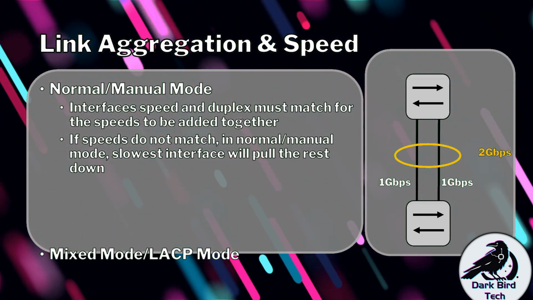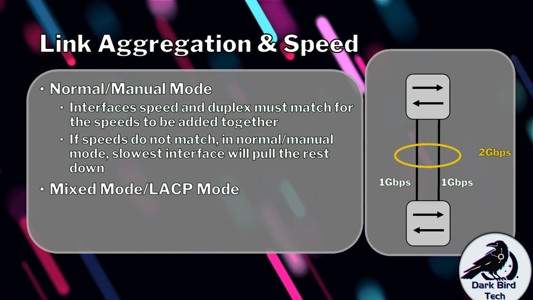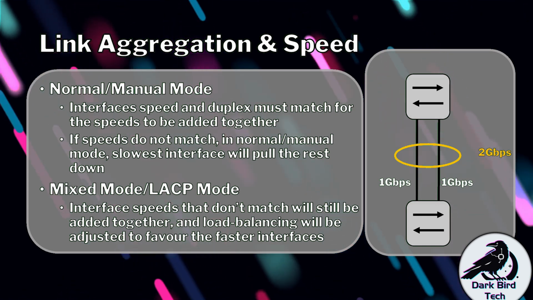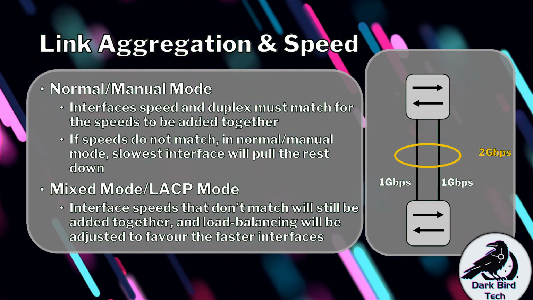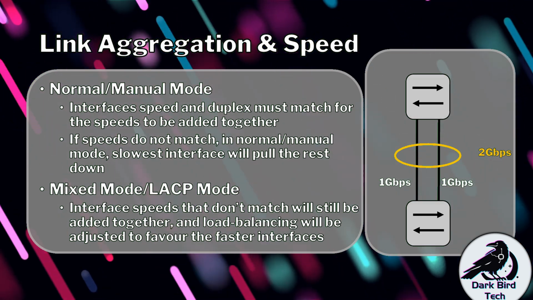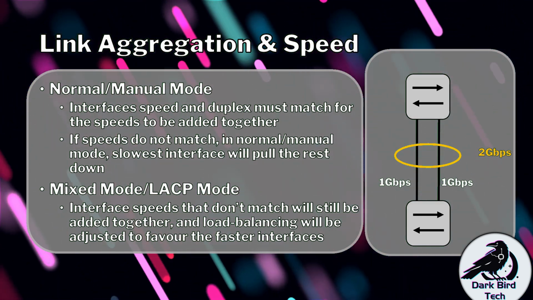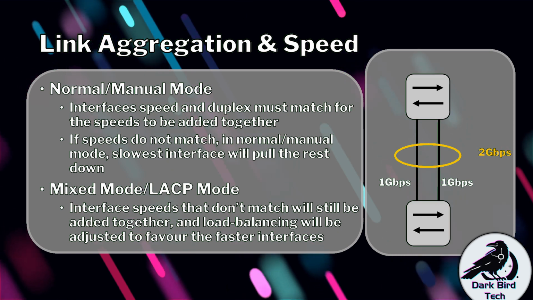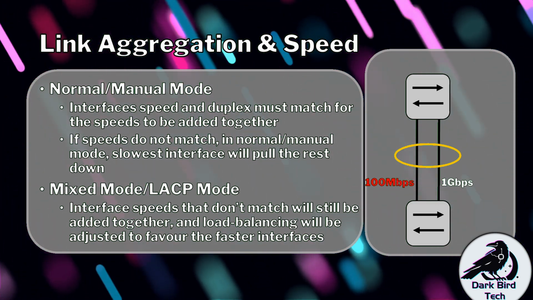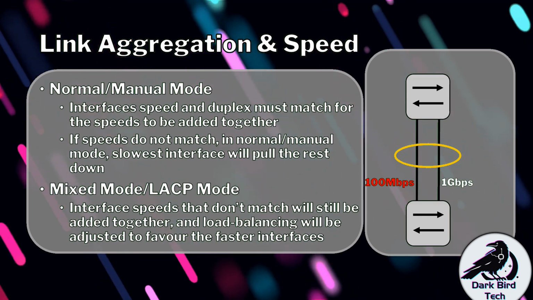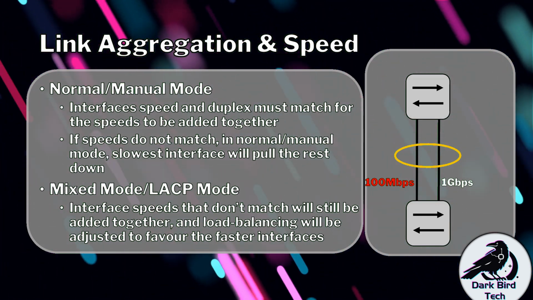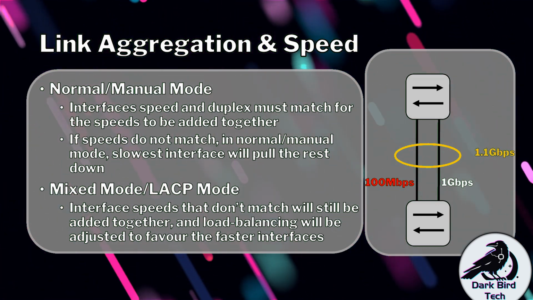So if we want to do better than this, or have a variety of interfaces, there's a setting called mixed mode, or LACP mode, where if the interface speeds don't match, we will still add the interface speeds together, and LACP will institute a load balancing method that will adjust and favor the faster interface for the majority of packets. This will allow us to have an interface at 100 megabits per second, and it will not pull down the 1 gigabit per second interface, meaning this aggregated link would work at 1.1 gigabits per second, which is pretty cool.